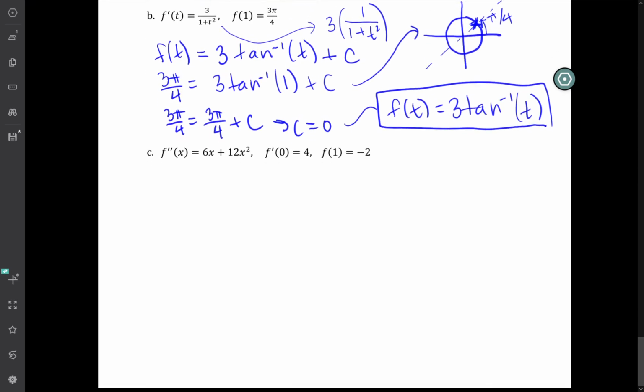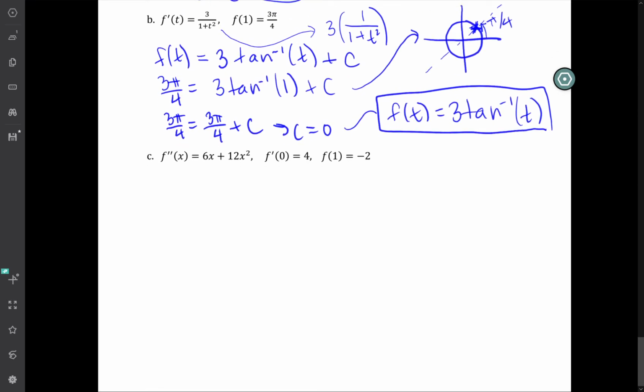One more, not because any of this is too crazy, but I wanted to make sure that we tackled one where we were starting with a second derivative. And notice here we're given a couple of different pieces of information, one about the first derivative and one about the original function. So we're still solving for f, right? We're still trying to find the function, which means we're going to have a couple of steps here. Oh, it's not t's, it's x's.